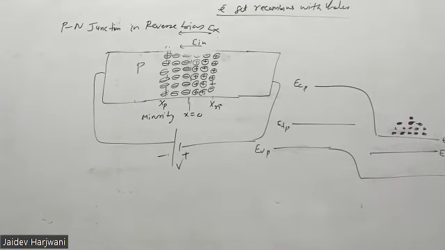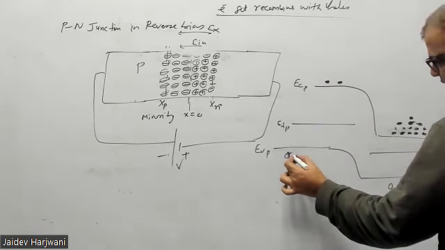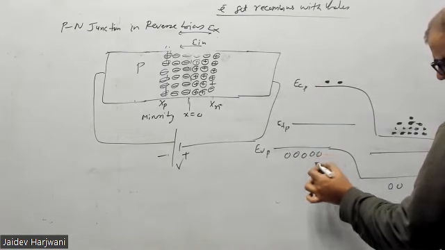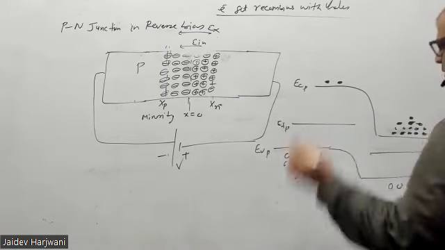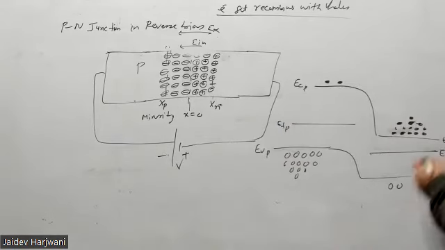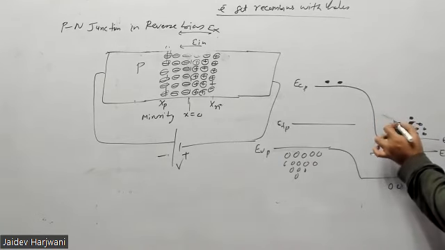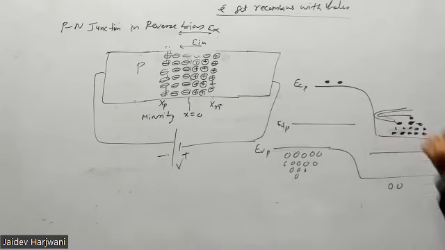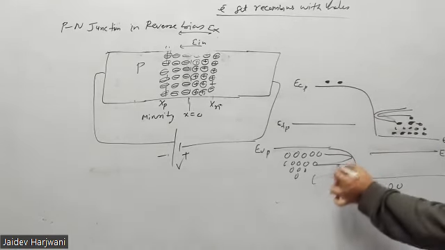Okay, so this is electrons. Here you have minority electrons, and here you have majority positively charged holes. But now since the barrier is there, they cannot move. They will go and collide back. Similarly, this will go and collide back, this will go and collide back.